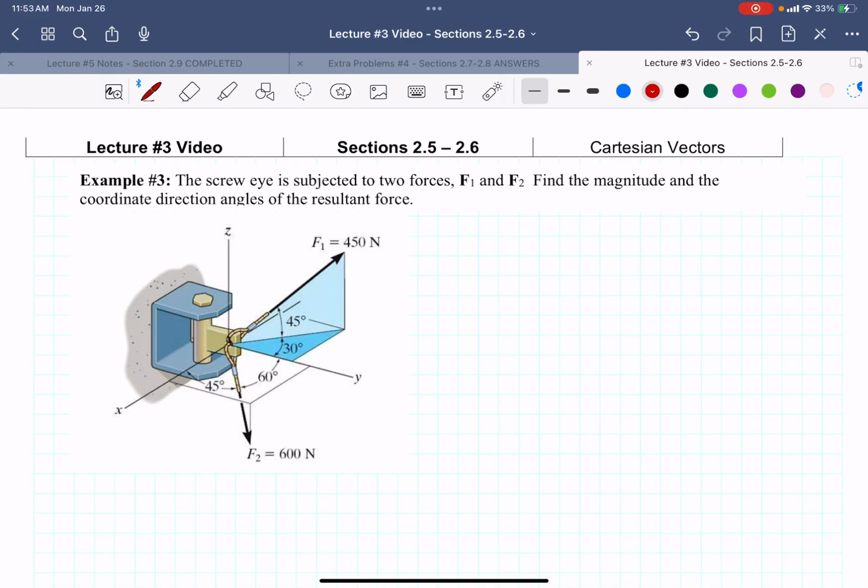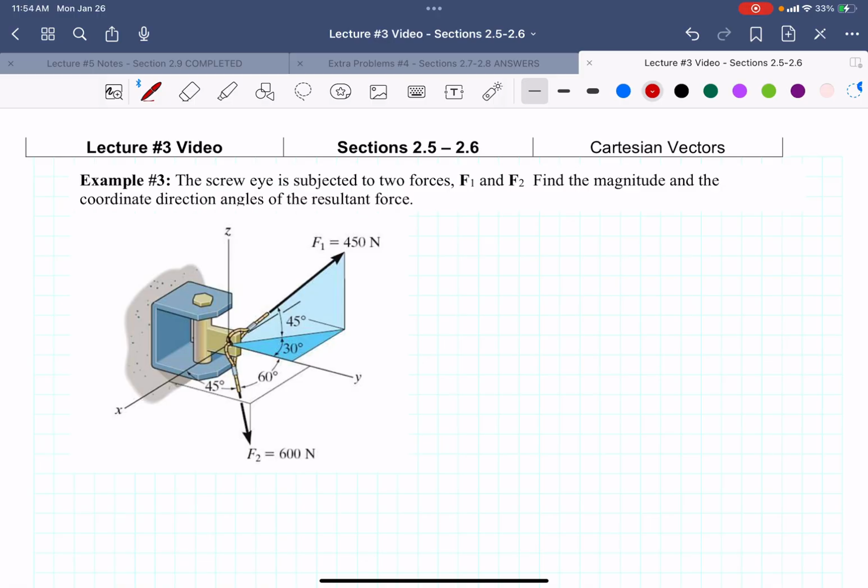This video is for lecture number 3 notes, the last example, example number 3, where we're given two forces, F1 and F2, and it's asking us to find the magnitude and the coordinate direction angles of the resultant force. So we're going to have to do a little bit of work to break the two forces down into their components in order to add them together to find the resultant force.